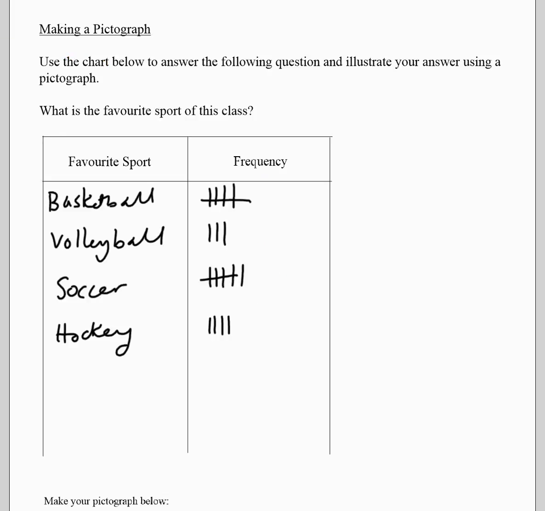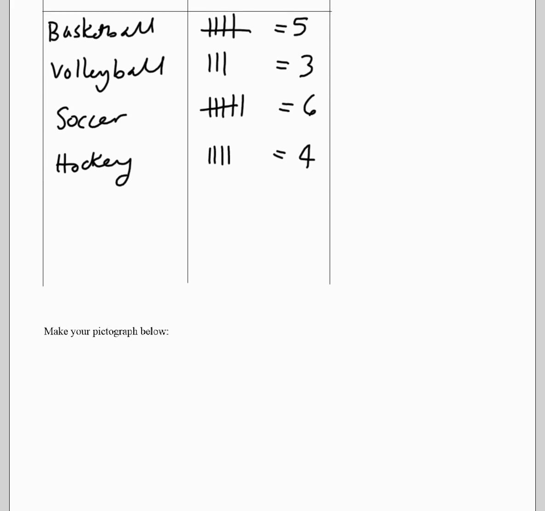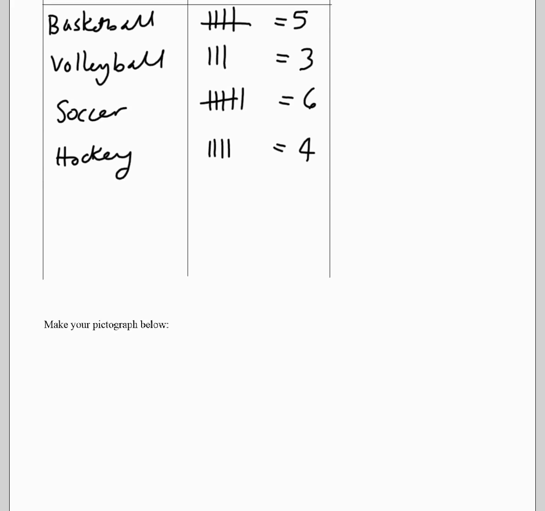So let's pretend that this is the data that you were given. And we'll notice that 5 people said they liked basketball, and 3 volleyball, 6 soccer, and 4 hockey. And so what we have to do is make a graph of this. So for example, below, we're going to say, we'll call it favorite sports. And we're going to list our sports.